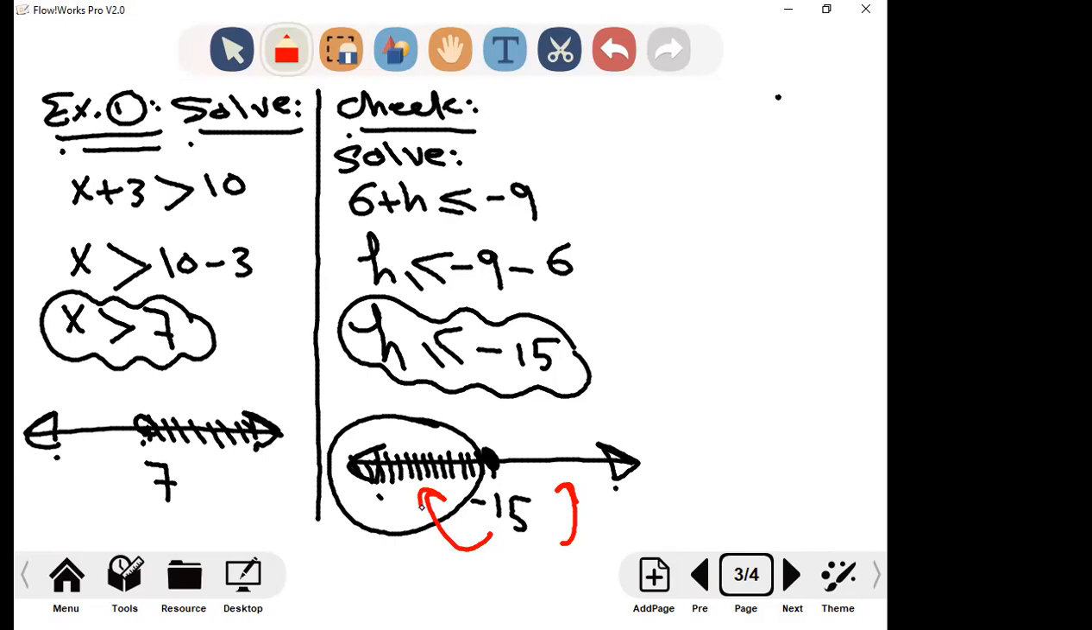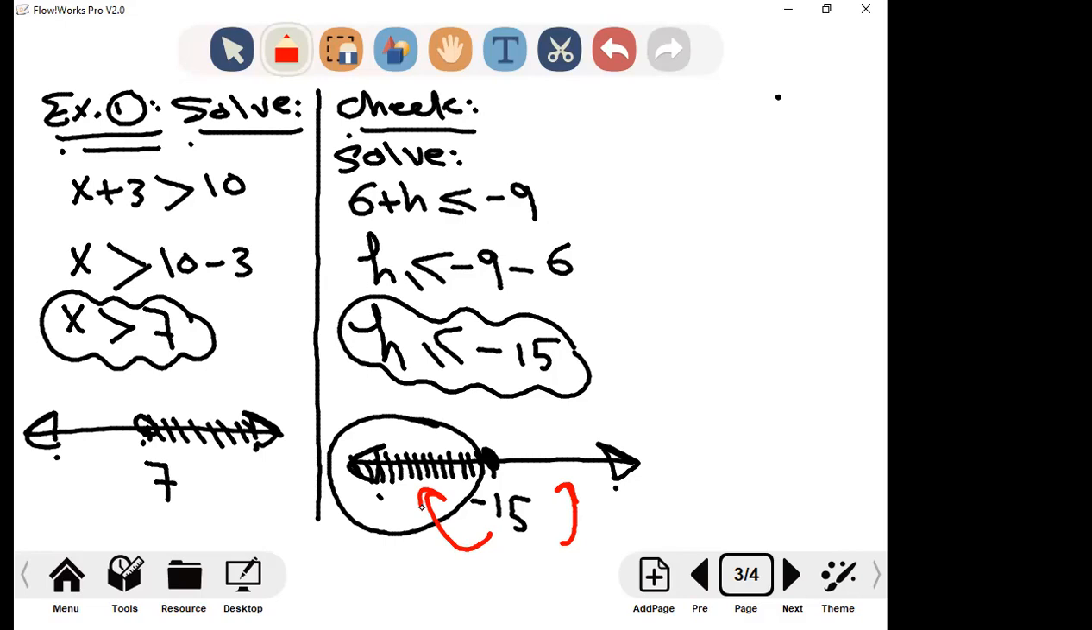-17. 6 minus 17, -11. Is -11 less than -9? Yes. I told you a hundred times, don't think, don't think too much. So -17 plus 6, -11. In -11, yes, it is less than -9, right?